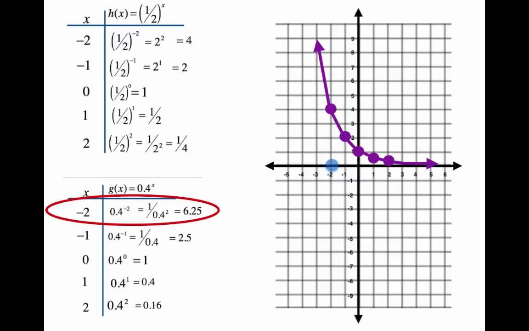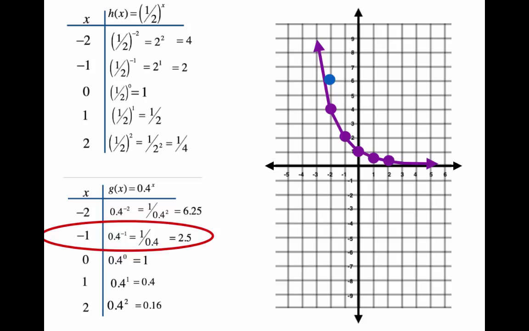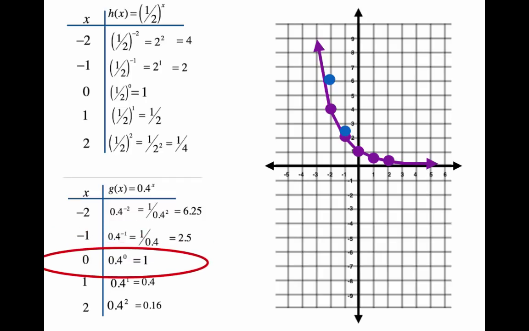So I'm going to go to -2, and I'm going to go up to 6.25, which is about there. Then I'm going to do -1 and 2.5. So -1, 2.5 is like halfway between 2 and 3. I'm going to do 0 and 1. No problem on that one.